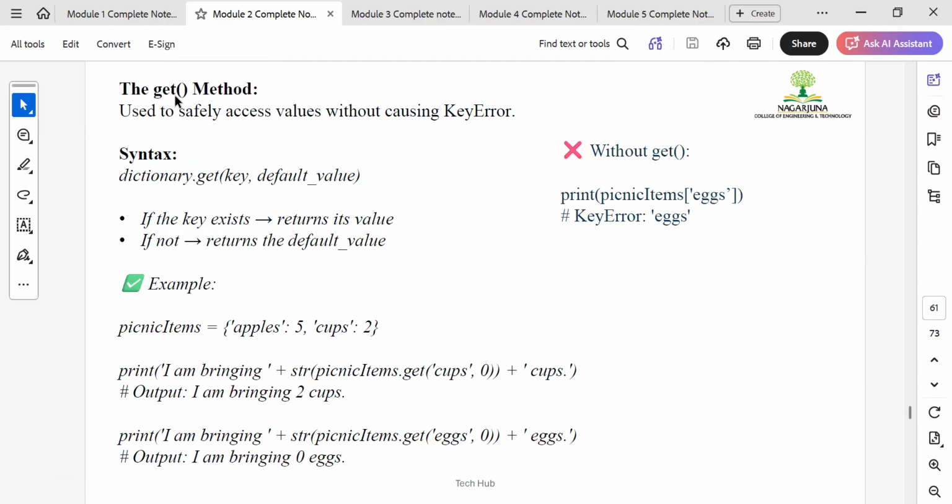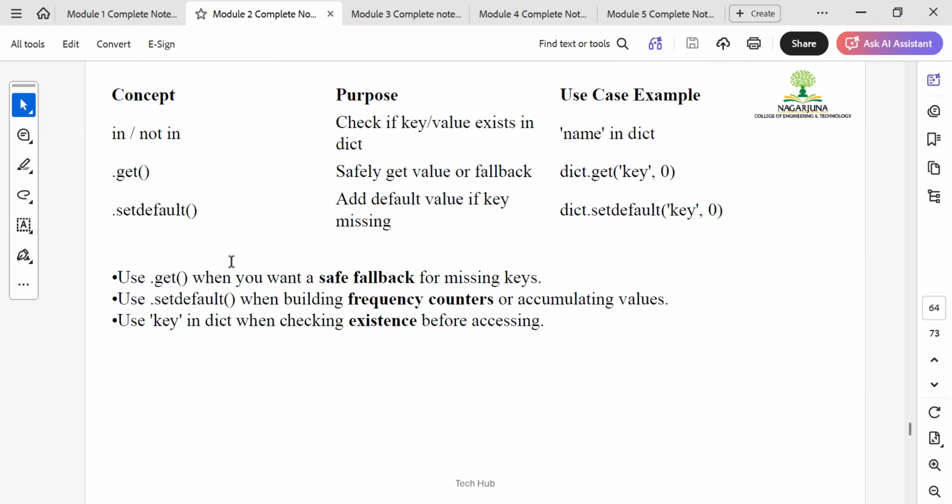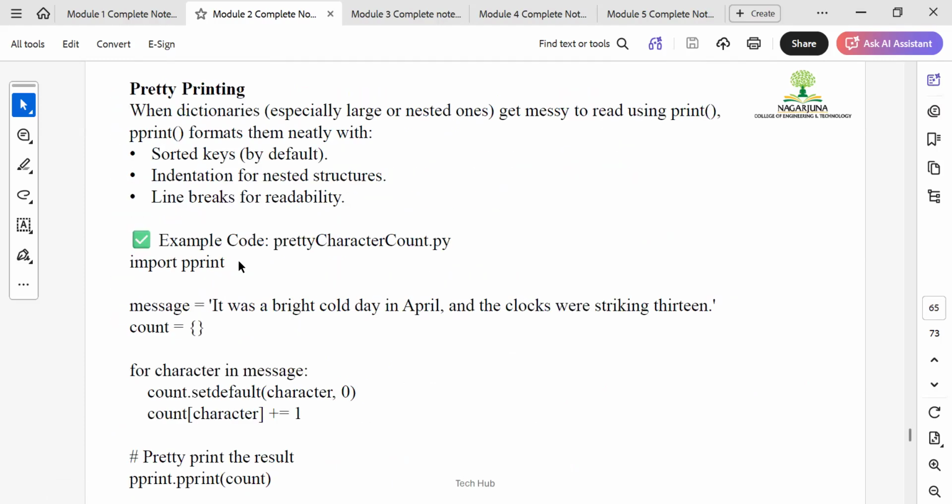Please go through this. What is the get method? What is the setdefault method? These are the inbuilt methods. Methods are very important from your exam point of view. Please follow all of these. What is pretty printing? Write this and write the definition.